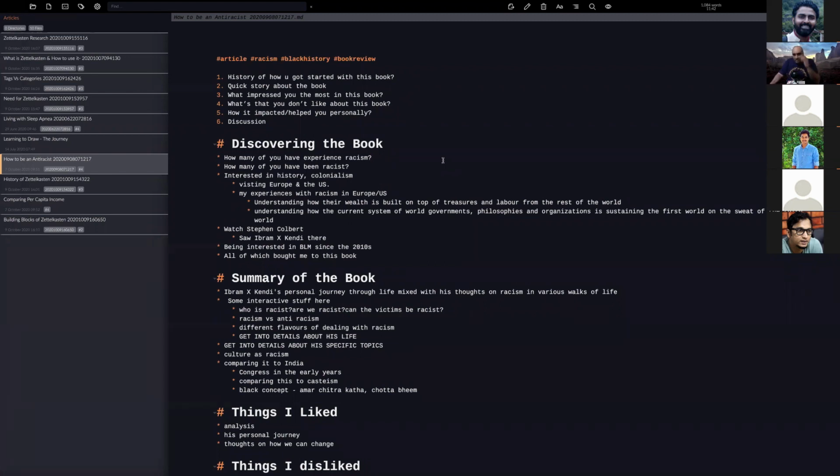Okay. So see, there are tools like Zettler, Zotero. There's a paid tool called Roam. You can also use OneNote. You can also use Evernote. It depends on how you want to use it and what you want to get out of it.